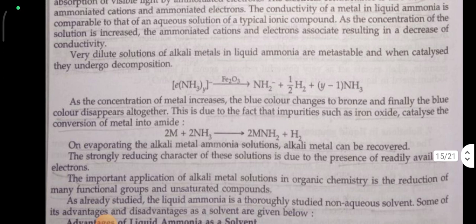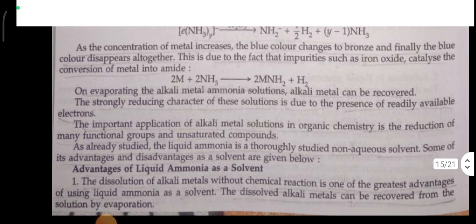As the concentration of metal increases, the blue color changes to bronze, and finally the blue color disappears altogether. This is due to the fact that impurities such as iron oxide catalyze the conversion of metal into amide. On evaporating the alkali metal ammonia solution, the alkali metal can be recovered. The strongly reducing character of these solutions is due to the presence of readily available electrons. An important application of alkali metal solutions in organic chemistry is the reduction of many functional groups and unsaturated carbon compounds.